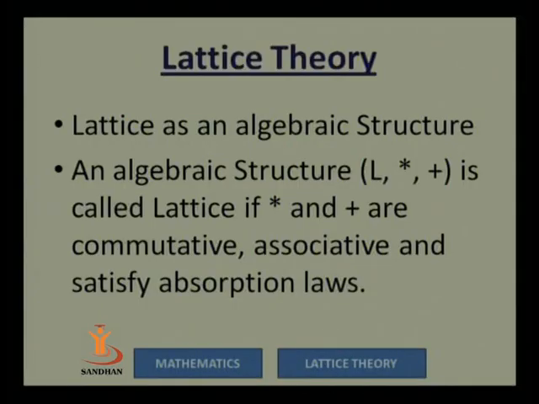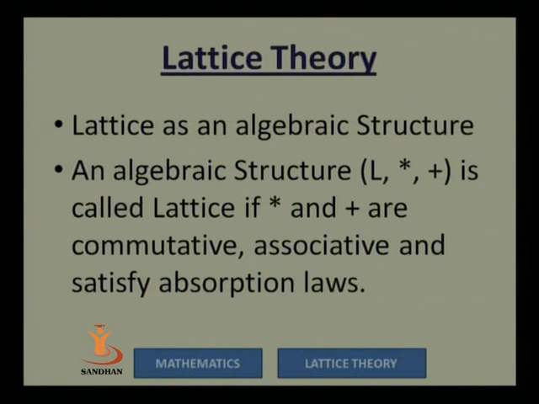Now we can also see the lattice as an algebraic structure. For example, you know about algebraic structure. Let us consider any non-empty set. If there is at least one binary operation defined on that set, then the set L together with that operation will be an algebraic structure. We are going to define two binary operations, namely star and ring sum, on L.